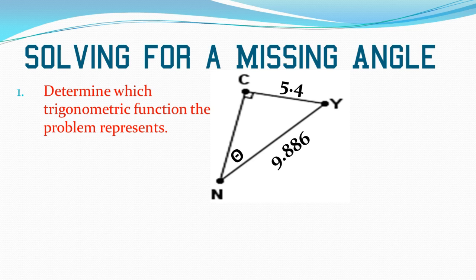In this case, we're given one angle and two sides. The angle is the angle that we're focusing on. This is the angle that helps us determine what is opposite, what is adjacent. Once we know what's opposite, what's adjacent, what's hypotenuse, we can determine which trig function we're going to use. To determine which trig function we're going to be using, we need to look at the two sides. The two sides are always the ones that are given to us. In this case, 5.4 and 9.886.